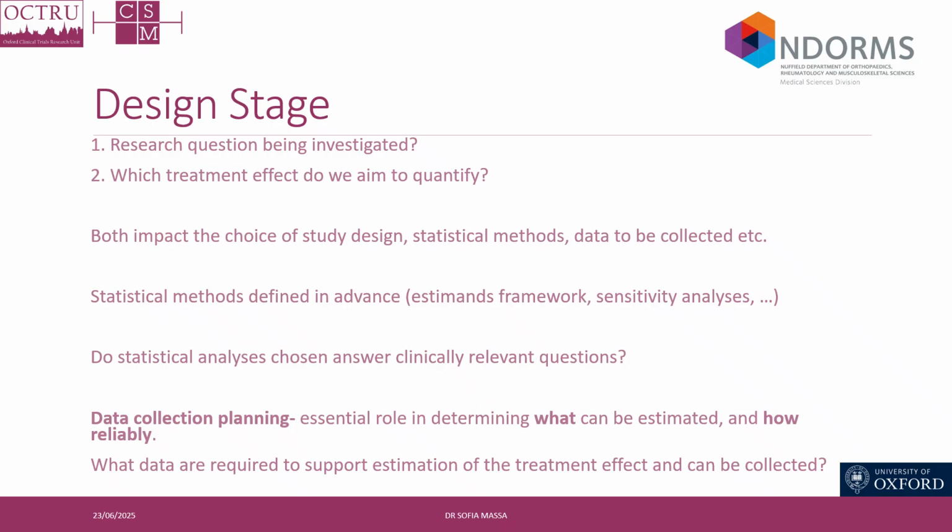This is essential to determine what can be estimated, how reliably we can estimate it with the data that we collect, and also what data are required to support estimation of the treatment effect. Which data can be collected? Do we need different types of sources of data, for example, coming from a public registry, or only from trial data, or from lab data? Where do we collect all this information, and how do we integrate it all together so that it can be used for the analysis?